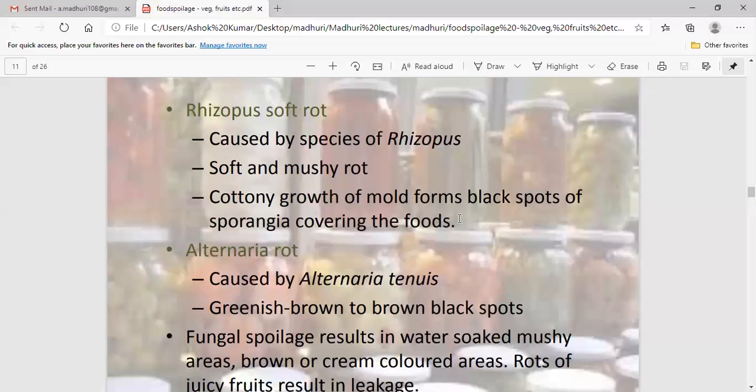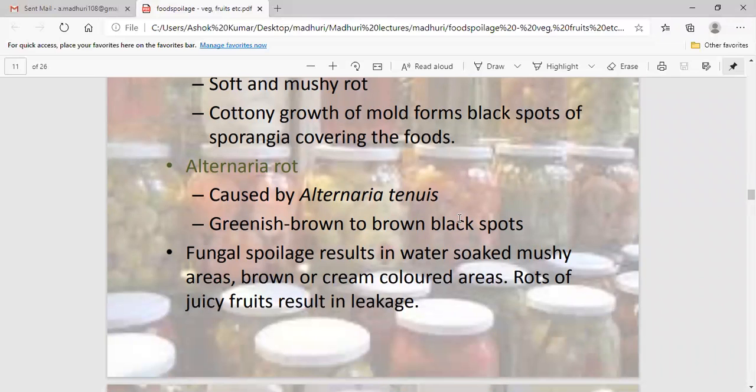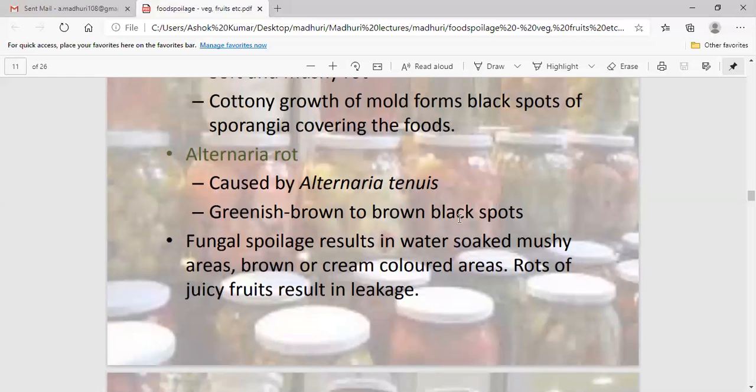And next is Alternaria rot. Here we are talking about all the different types of microorganisms which can cause spoilage in fruits and vegetables. Alternaria rot is caused by Alternaria tenuis. The symptoms are greenish brown to brown-black spots, and fungal spoilage results in water-soaked mushy areas, brown or cream colored areas, and rots of juicy fruits result in leakage. Okay, so whenever Alternaria rot is happening, we can see water-soaked mushy areas, and some brown or cream colored areas can also be seen. When juicy fruits are affected by Alternaria, we can see leakage of juice also.